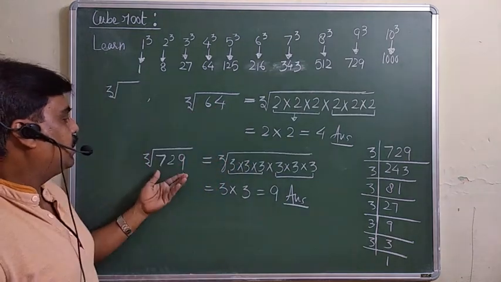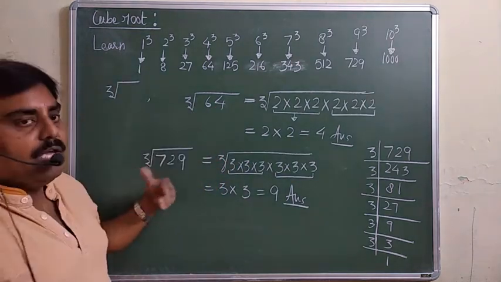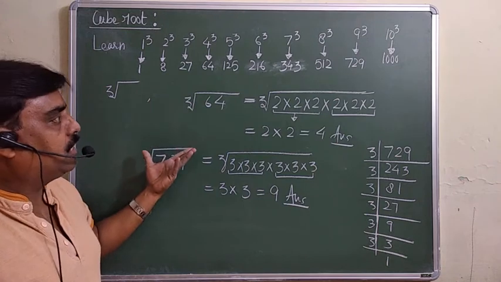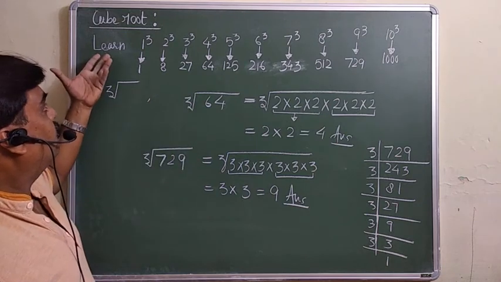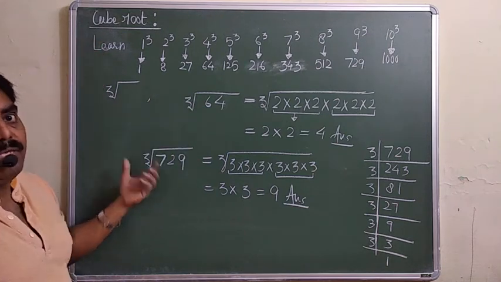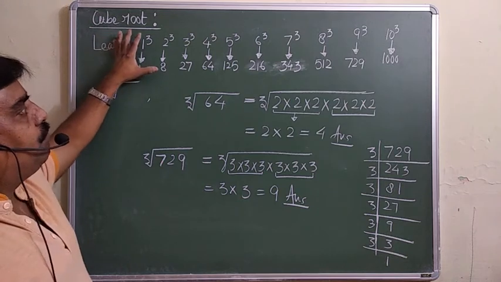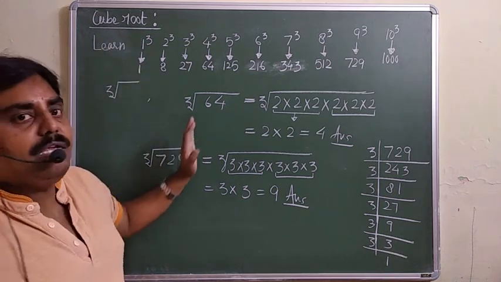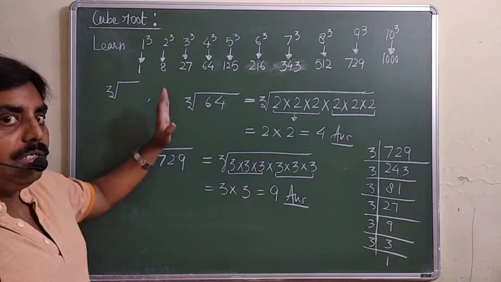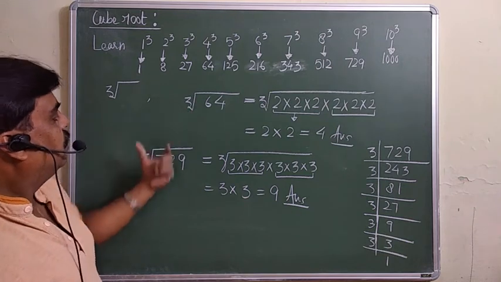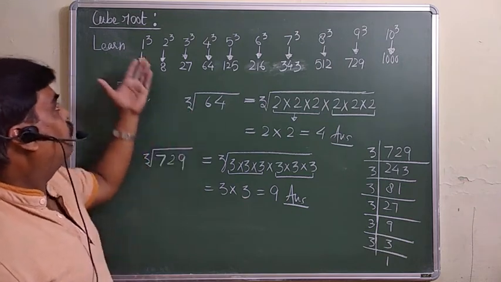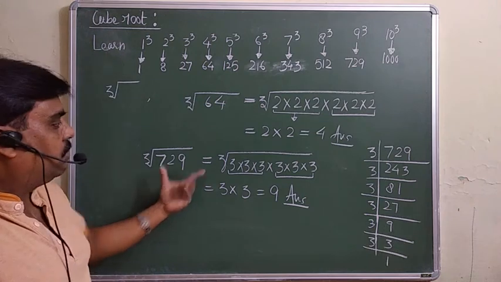Here I am taking 2-digit and 3-digit numbers, but there may be 5, 6, 7, 8-digit numbers too. So now we will try to learn the shortcut of this. Within 2 to 3 seconds, or 3 to 4 seconds, we can find the cube root of any number. Now have a look.